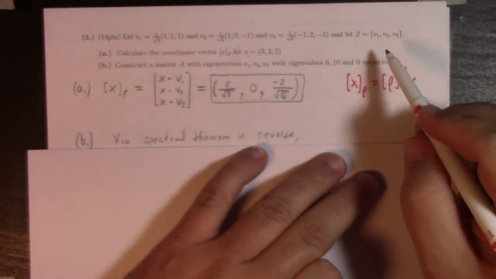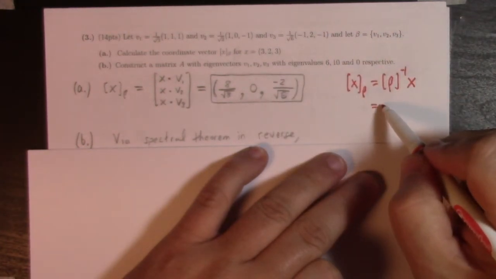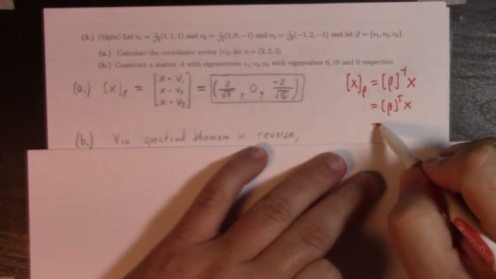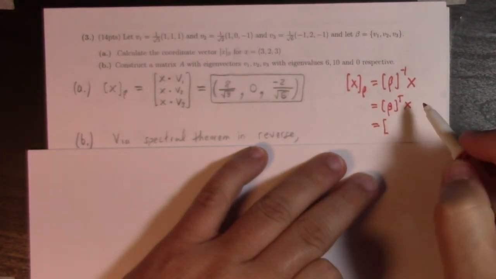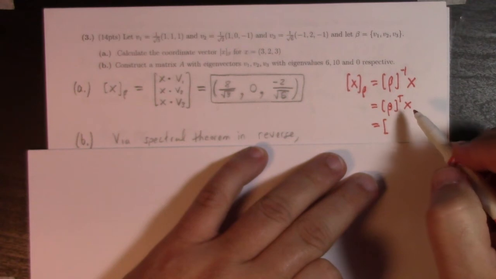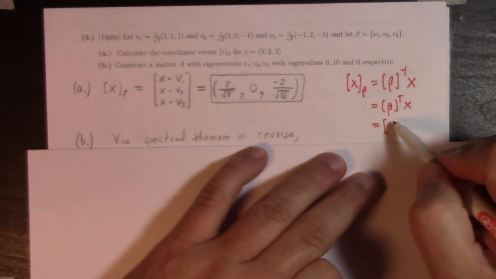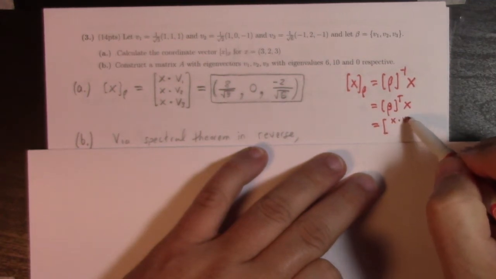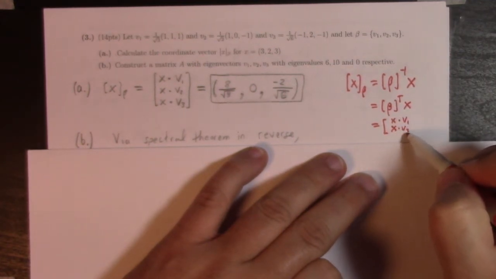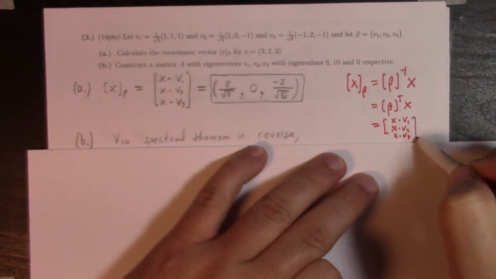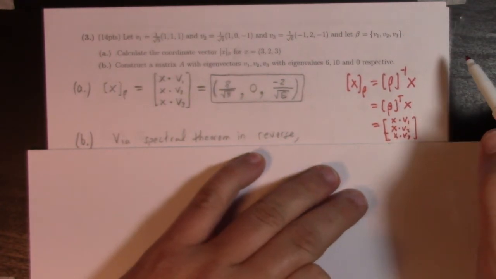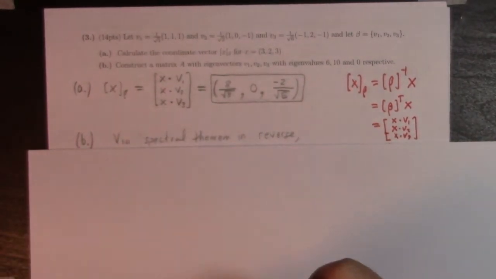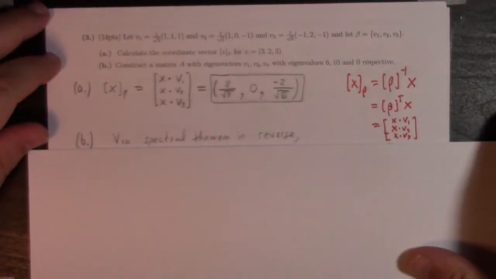Because beta is an orthonormal basis, that's actually equal to beta transpose times x, which, by the way, amounts to x dot v1, x dot v2, x dot v3, of course, which is what I already calculated. So anyway, I don't know. What can I say?